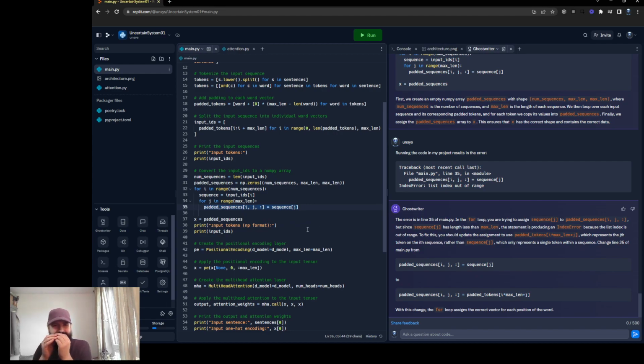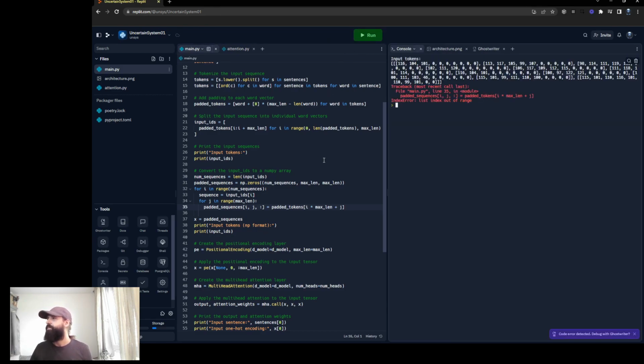It's very funny because it really behaves like a human. The human would just go and implement stuff, and you're sure that it's going to work. Then you test and it doesn't work. Then it's like, oh yeah, I know what the problem is, and you keep fixing that iteratively. It's very odd. So list out of range. What is it going to say now?